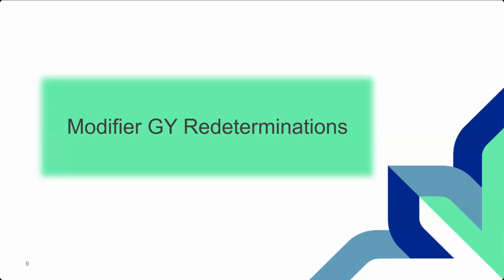Hi, Tom. Yes, we do have a question from Christy. She says, do I add the GY modifier instead of using condition code 21 for non-emergent transport instead?